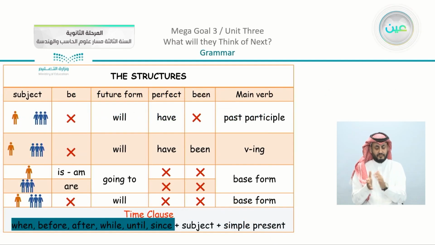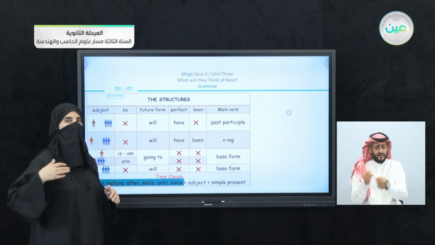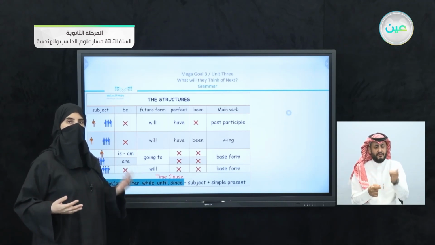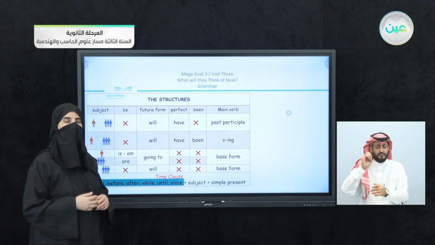Now, do you remember the table that we had here? We also showed the differences between each structure, the future perfect simple, the future perfect progressive, using going to, using will, and also we have here time expressions.